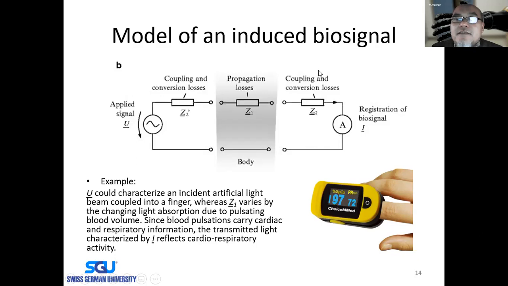So this is from the device itself, this is also from the device itself. This is what we are interested to know, the Z1, which depends on the changing light absorption due to the pulsating blood volume. With a pulse oximeter, we know the oxygen content, and we can also know the blood pulse, the blood pressure, okay?